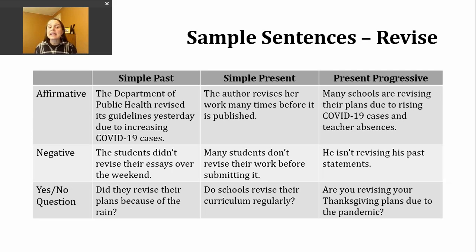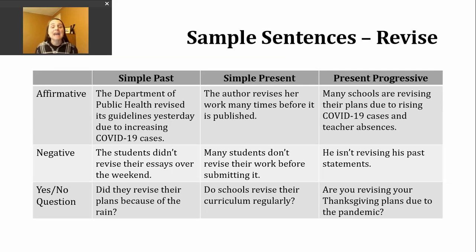Now, if I want to make a yes or no question in the simple past tense, I'm going to start with did, then I'll have my subject, then the base verb. Here is an example. Did they revise their plans because of the rain? So here's that connection to the second definition we looked at of the verb. Again, changing due to a change in circumstances. We didn't expect rain, now it's raining, or it rained in this case.